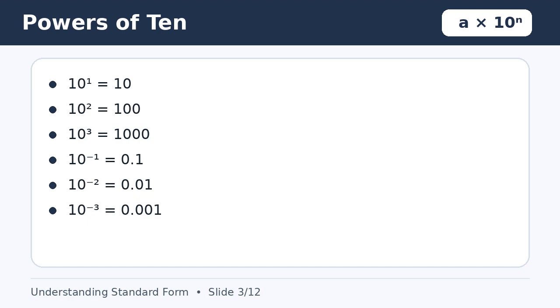A negative power of 10 represents division by 10. For example, 10 to the power minus 1 is 0.1, 10 to the power minus 2 is 0.01, 10 to the power minus 3 is 0.001, and 10 to the power minus 4 is 0.0001. Positive powers of 10 are usually used for large numbers. Negative powers of 10 are usually used for numbers between 0 and 1.